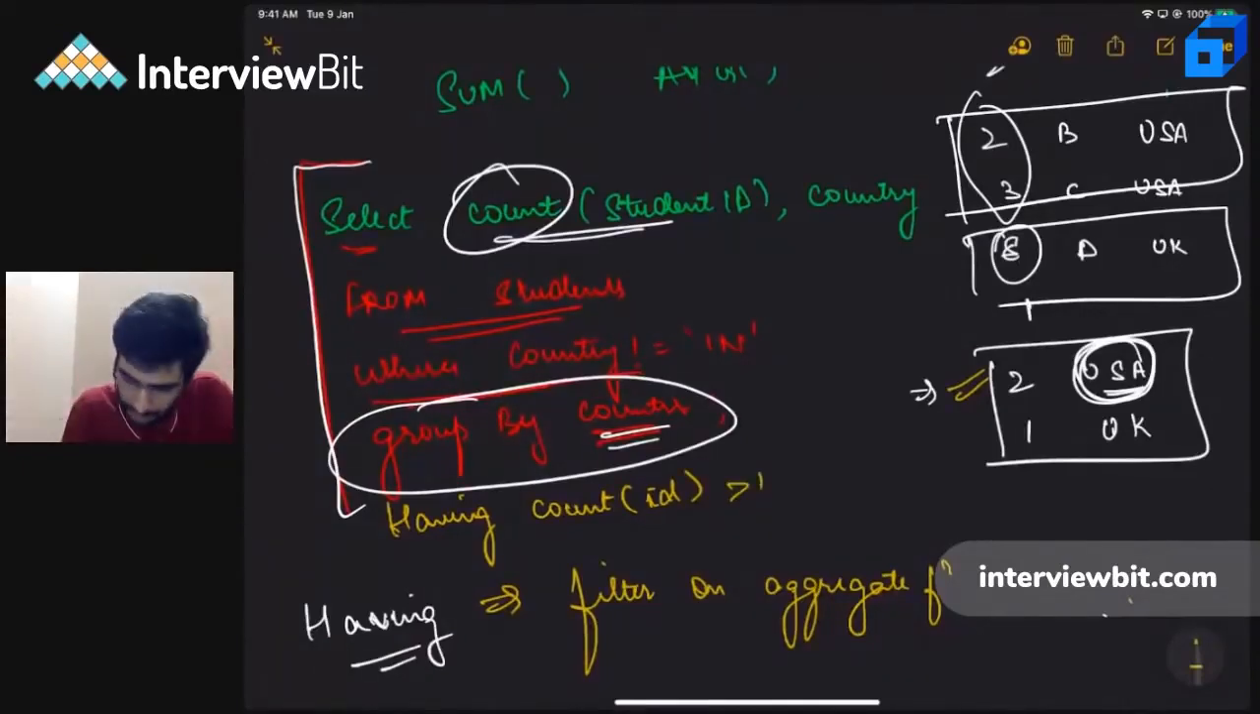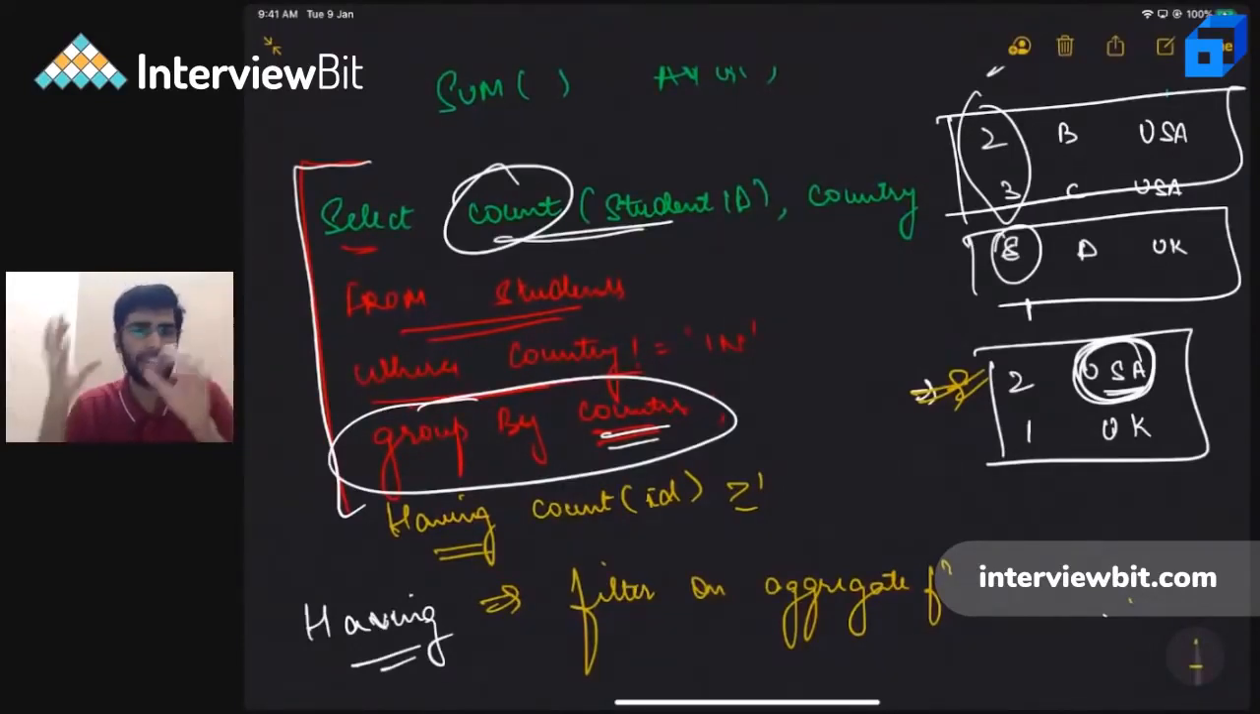So if you write this thing, you are only going to get USA. The difference between WHERE and HAVING is that WHERE is just a filter upon a normal attribute value, whereas HAVING is a filter upon an aggregate function, the value returned by an aggregate function. So the question is why we use HAVING instead of the WHERE clause in a GROUP BY clause.